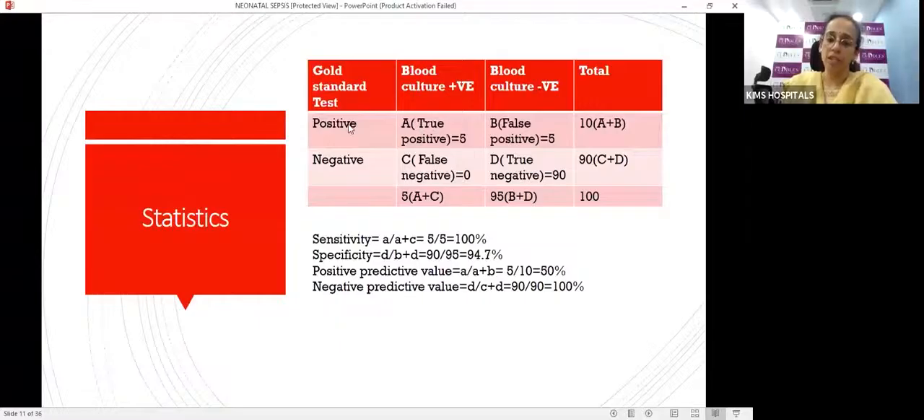Sensitivity, on the other hand, we test by true positive by true positive plus false negative. So in this case, it comes to around 100%. Specificity, we take as true negative by true negative plus false positive. In this scenario, it is 94.7%.